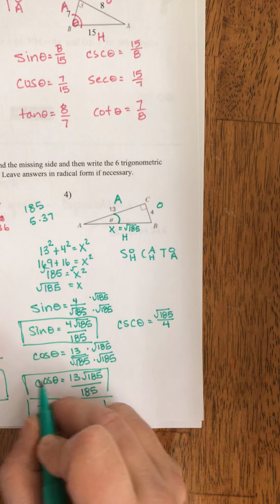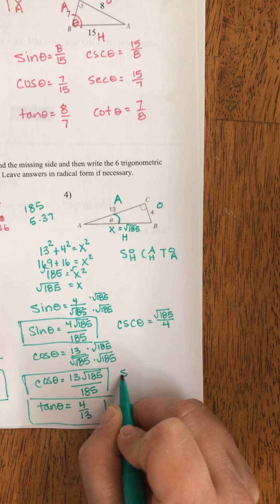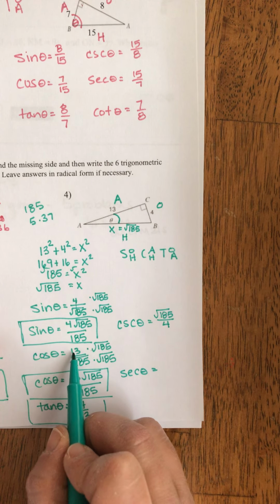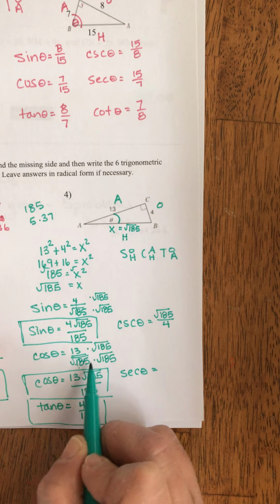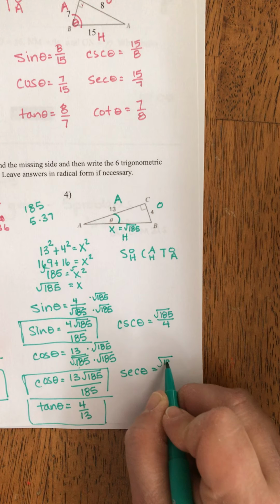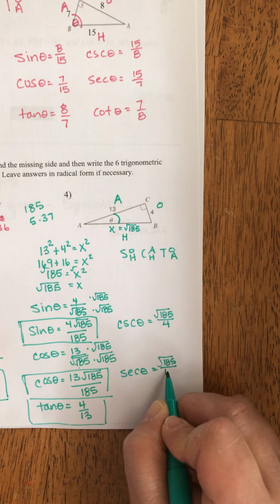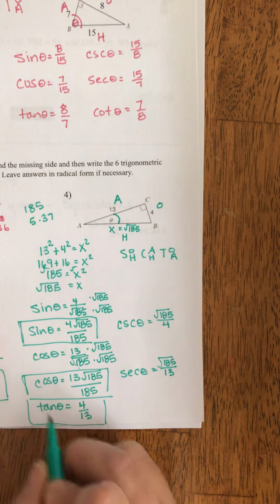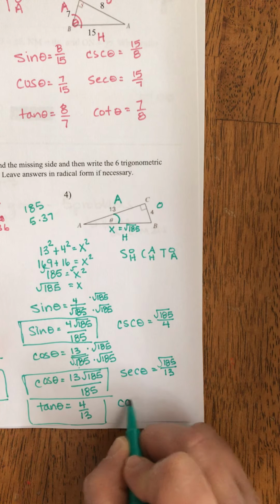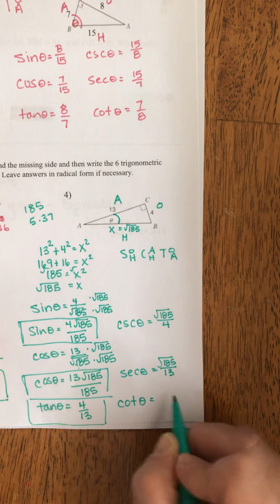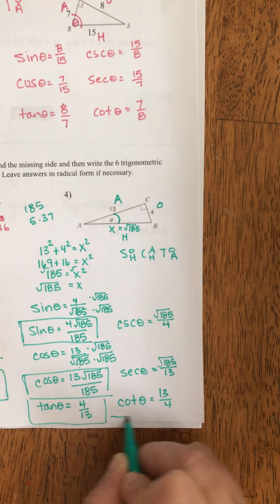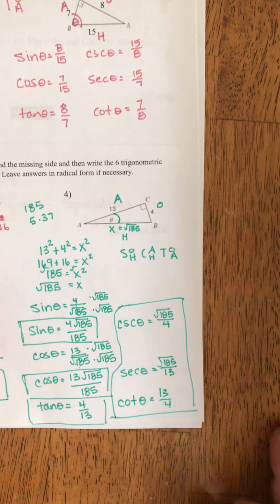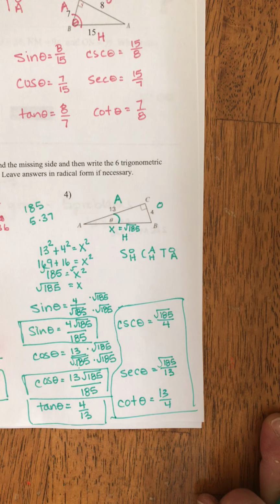Okay? I'm going to do the same with secant. Secant is the flip of cosine. So the original cosine function I got was 13 over rad 185. I'm going to flip that. And I have nothing else to do because there's no radical in my denominator. And the last one, tangent, is reciprocal with cotangent. Flip that, that's 13 over 4. And those are my other reciprocal trig functions. So that works pretty good.